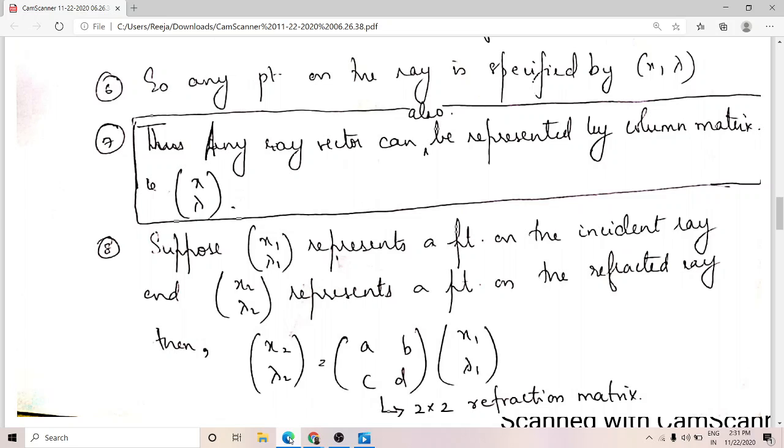Then we studied that any ray, when it comes in an optical system or when it falls on an optical system, say like a lens, it can undergo two operations. One is either the height of the ray will change, that is the ray can undergo translation, or the ray will change its direction because it is undergoing refraction. So it can undergo two operations which are translation and refraction.